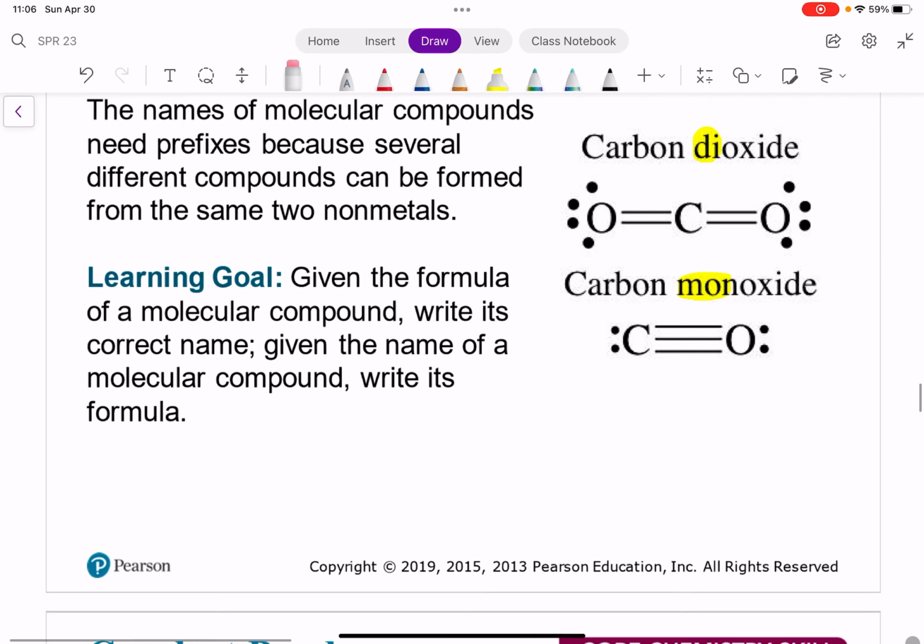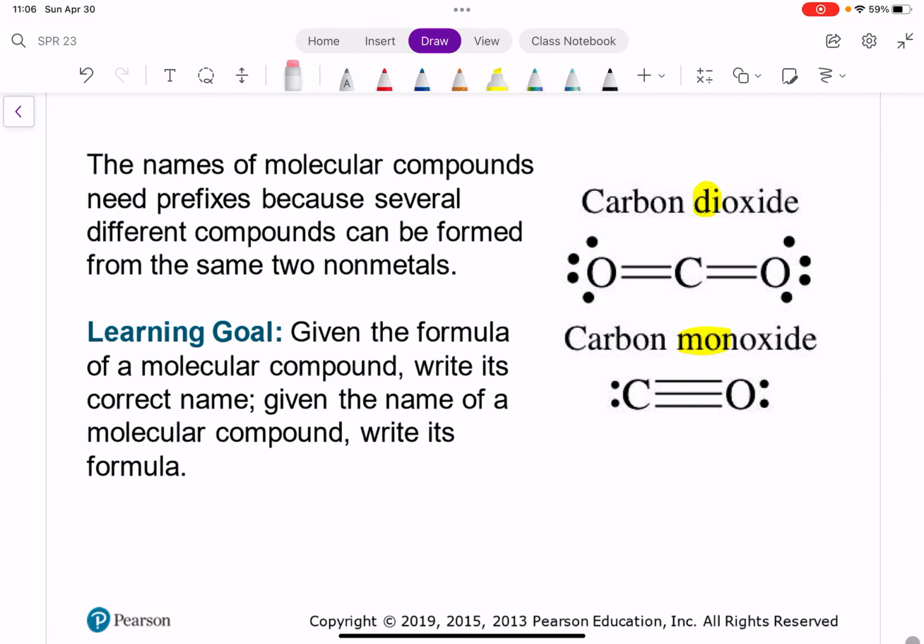Okay, so just real quick, our learning goal for today is that if you are given the formula of a molecule, you need to be able to write its correct name. And if you're given the name of a molecule, you need to be able to write the formula. Okay?